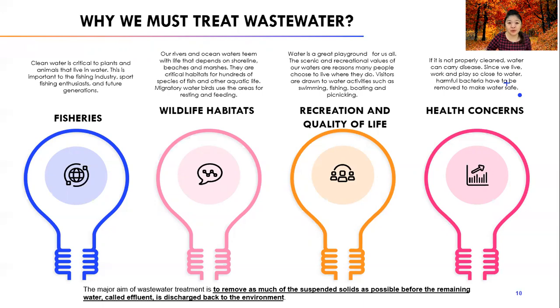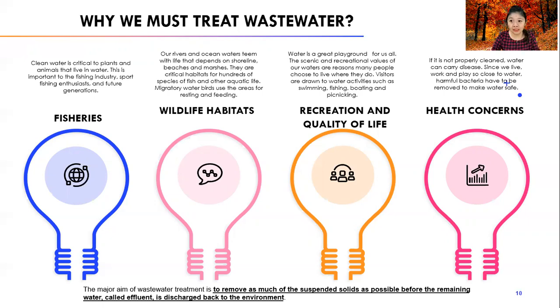Secondly is our wildlife habitats. Our rivers and ocean waters teem with life that depends on the shorelines, beaches and marshes. They are critical habitats for hundreds of species of fish and other aquatic life. Migratory waterbirds use the areas for resting and feeding.